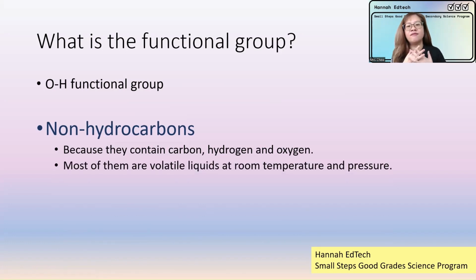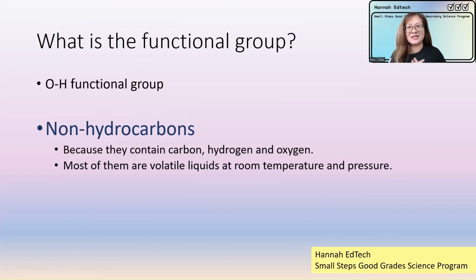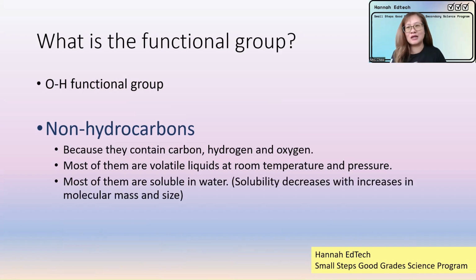Most of them are volatile liquids at room temperature and pressure. And if you forget what a volatile liquid is, it means they evaporate at low temperature, meaning they have a very low boiling point. Most of them are soluble in water, yeah? Solubility decreases with increased molecular mass and size, meaning as it goes down the homologous series, the molecule gets bigger, then it is less soluble in water.